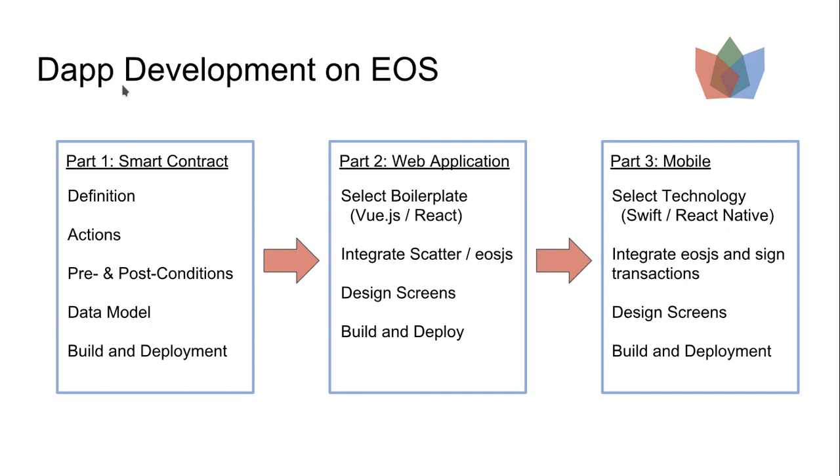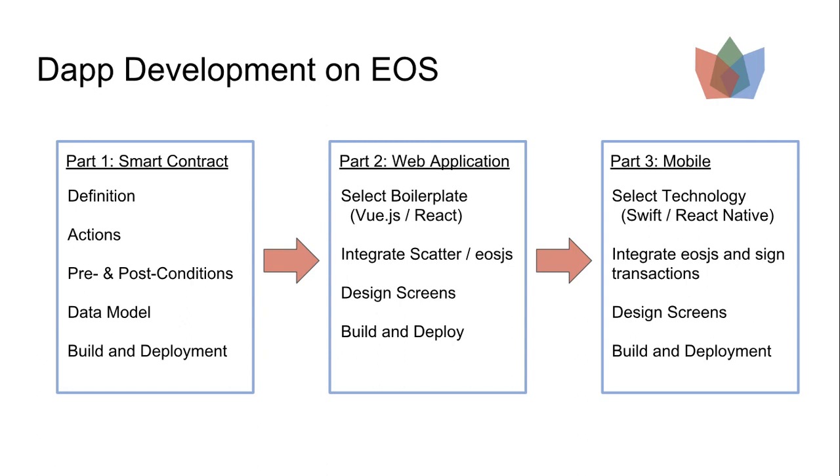This tutorial will be broken into three parts. The first part will be development of the smart contract. The second part, development of the web application. And the third part is development of the mobile app. This video will be just for part one, and we'll break it into 5 steps to develop our smart contract.